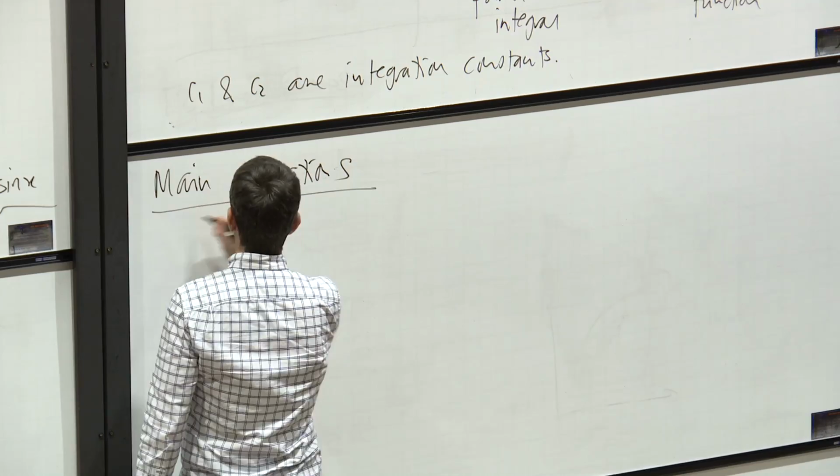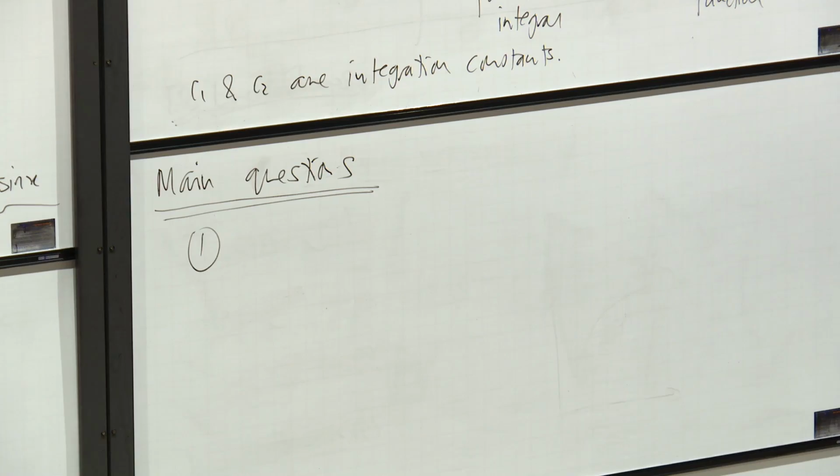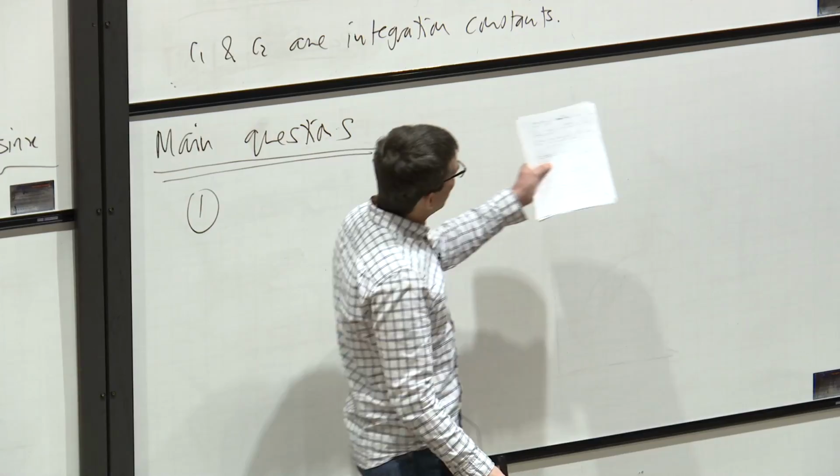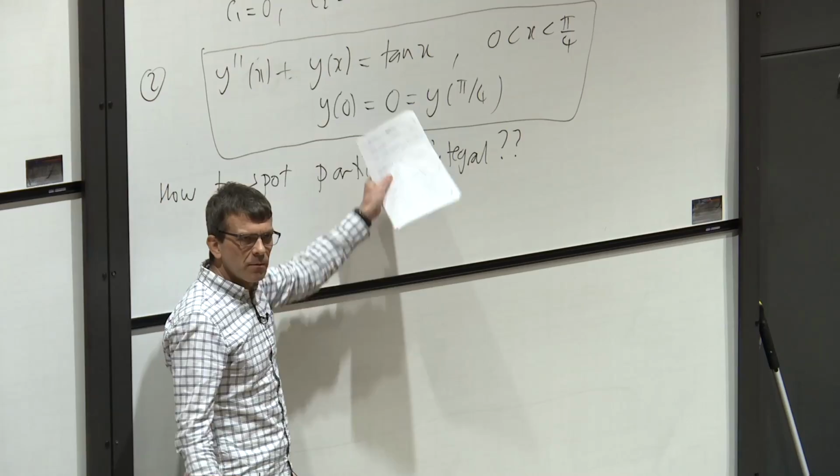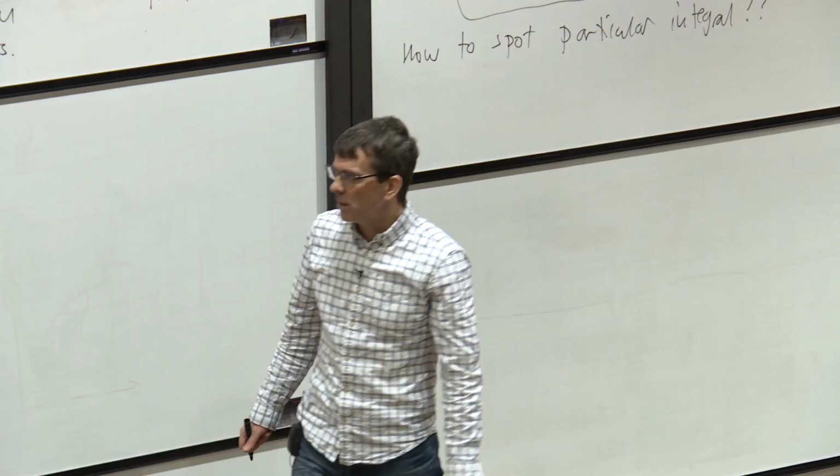And you see, there's a couple of issues that we encountered here. The first is that unless the right-hand side is something very simple, how are we going to spot a particular integral? Right? And isn't there a way to sort of just construct the particular integral? And the answer is, yeah, there is.